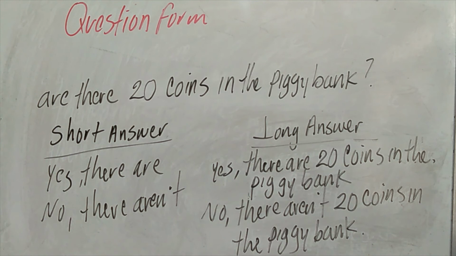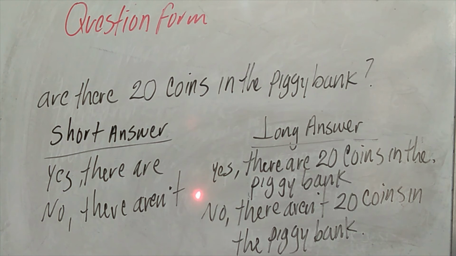But let's analyze. Are there 20 coins in the piggy bank? The same one. Yes, there are. No, there aren't. Are there 20 coins in the piggy bank? Yes, there are 20 coins in the piggy bank. No, there aren't 20 coins in the piggy bank. Right? Very easy, right? Okay, let's translate it.